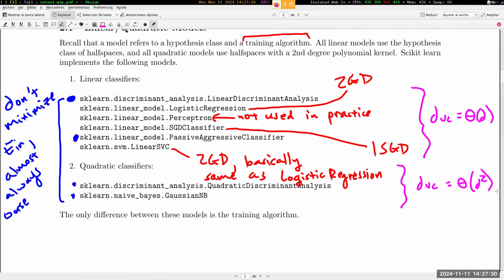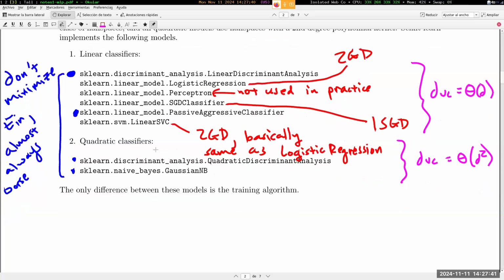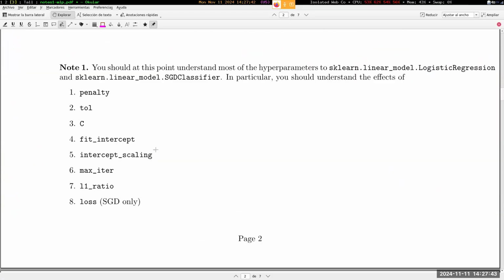I'll scroll down in a second. There's a list of all the different options to the logistic regression, SGD classifier, and linear SVC down below. You're responsible for understanding all of these options and how they affect the classifiers, but these are all things we have talked about previously, just potentially in different language.